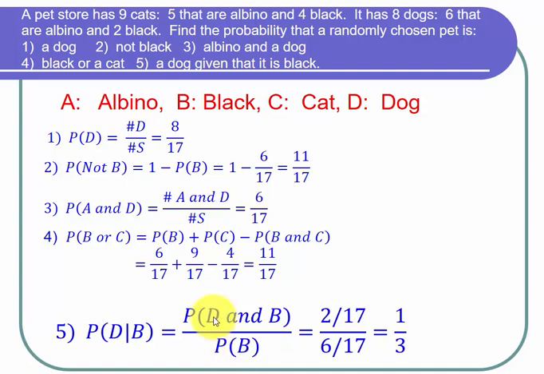So let's find these probabilities. Well, D and B, those are the black dogs, and we saw that there were 2 black dogs, so that's 2 over 17. The probability of B, that's the probability of being black, which we have already found out, that was 6 over 17. So now I just divide the fractions. 2/17 divided by 6/17 is the same as 2/6, the 17s cancel, and 2/6 is equal to 1/3. And that's the probability that the randomly selected pet will be a dog given that it is black.